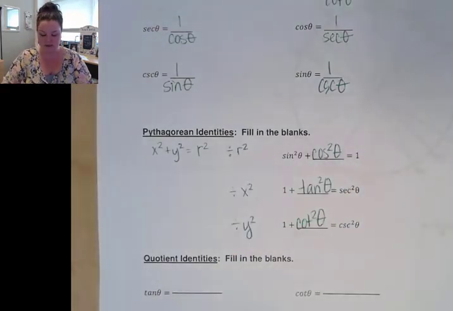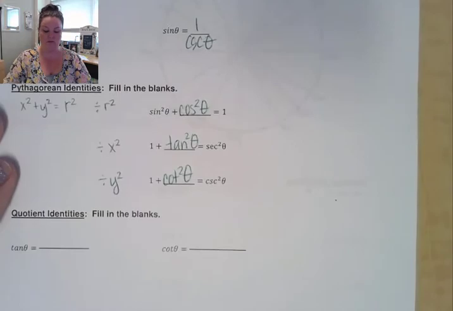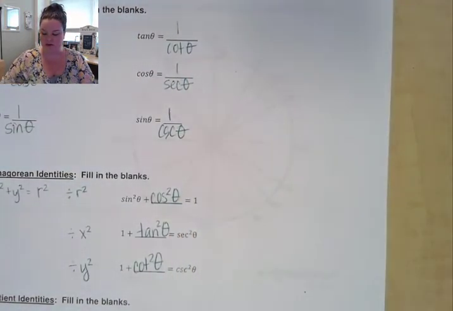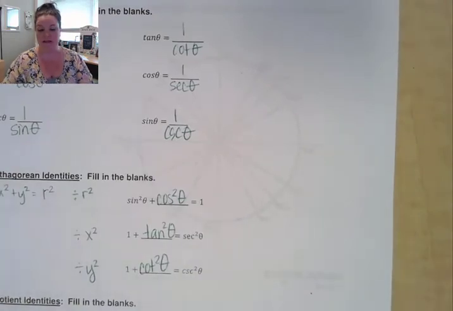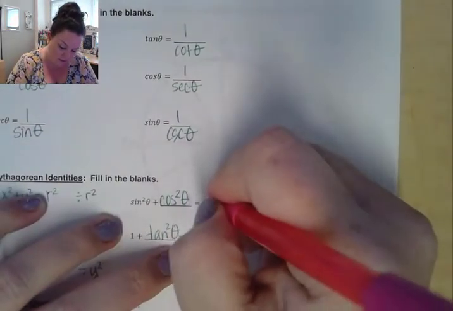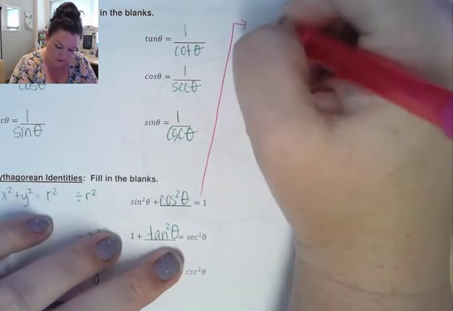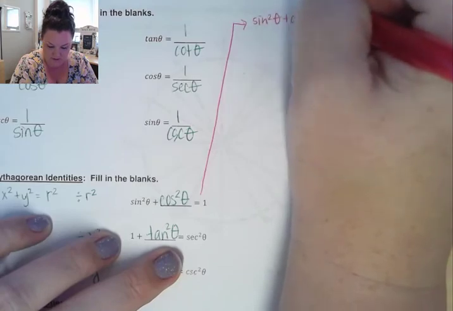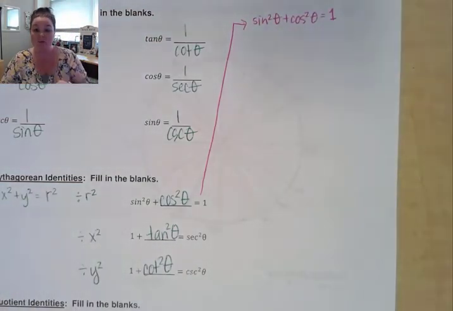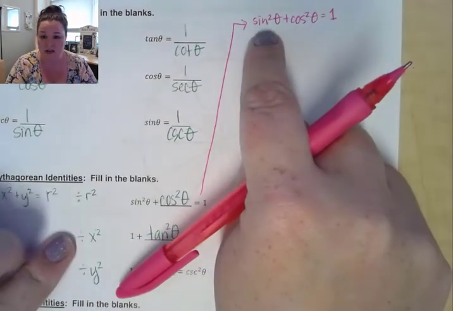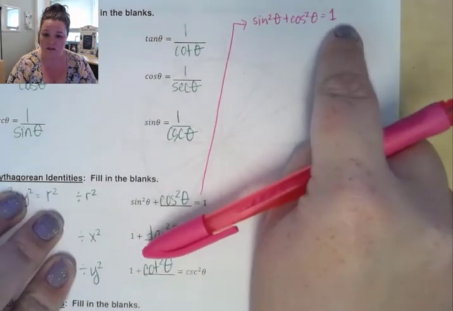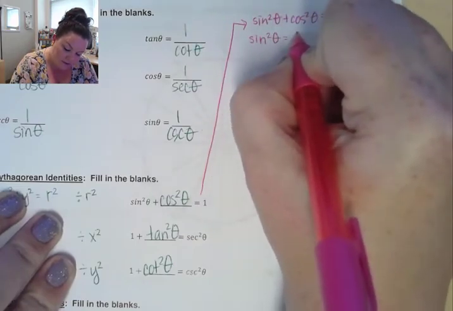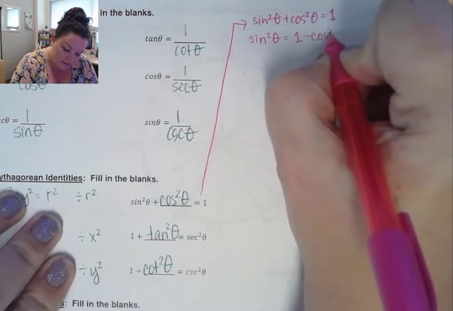So I'm going to do that, and I'm going to use this column of space over here to write these out. So looking at this first one, I'm just going to draw an arrow, right? We have sine squared theta plus cosine squared theta equals 1. And if I wanted to solve that for, say, sine squared theta, I could move my cosine squared theta to the other side by subtracting, right? So that would give me sine squared theta is equal to 1 minus cosine squared theta.